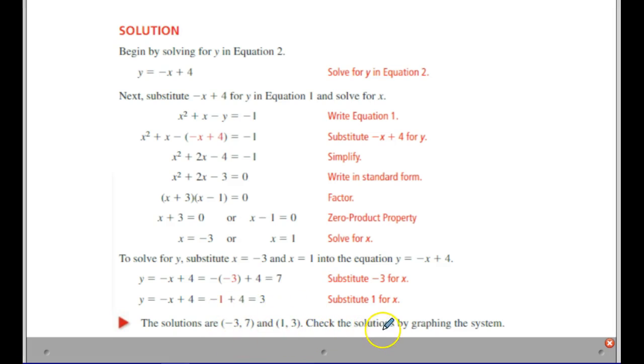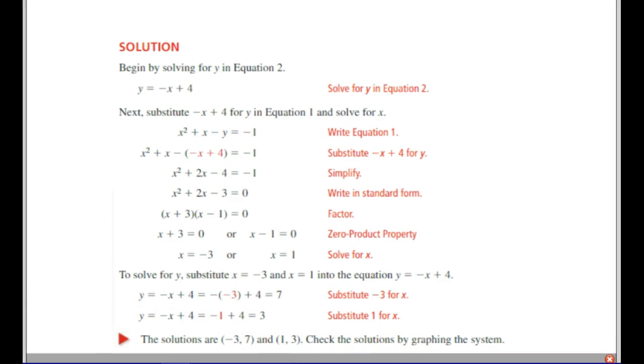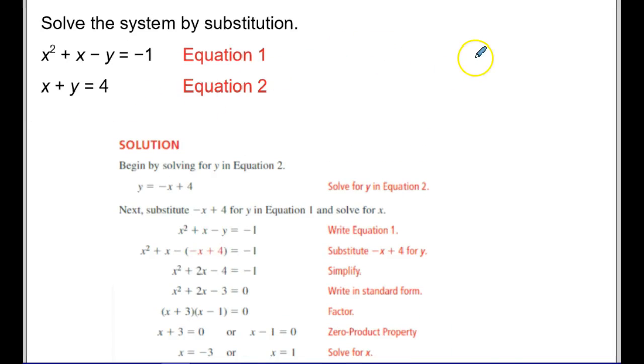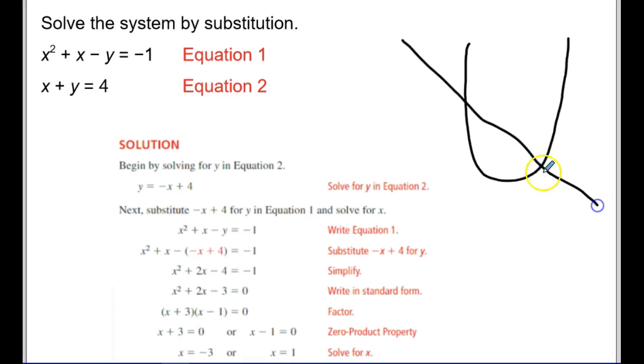And I can always check these solutions by graphing. And the reason I can have two solutions when I have a quadratic is because remember a quadratic is a parabola, and that line can cross the parabola in more than one spot. It can happen in two places, so it is possible for two solutions.